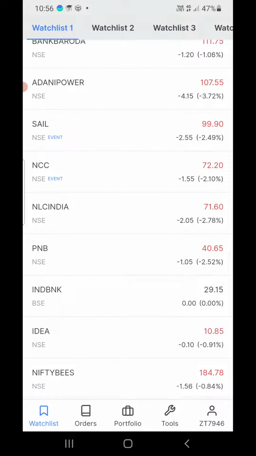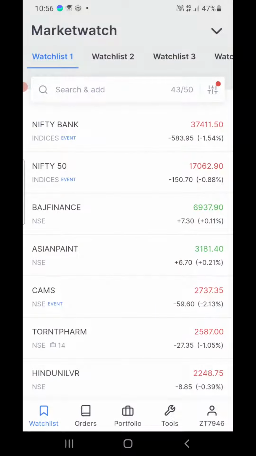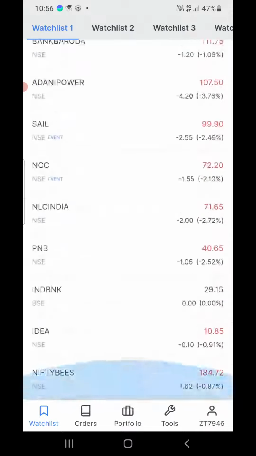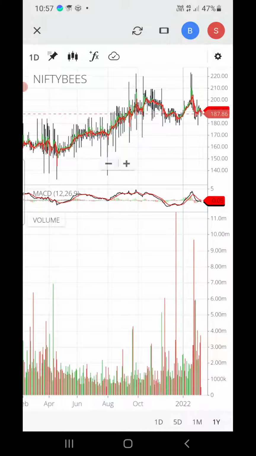So over a long period of time, you must have noticed that Nifty 50 goes up. Okay, it went up to like 19 or 20,000, I don't remember exactly, from like 12 or 13,000 two years back. So overall you can see how it has increased over a period of time. So if you are looking for the long term, then you can simply invest in the Nifty Bees. I will also show you the graph here.